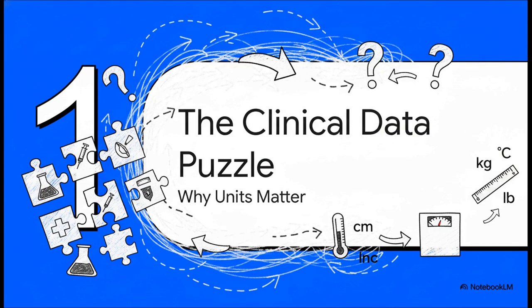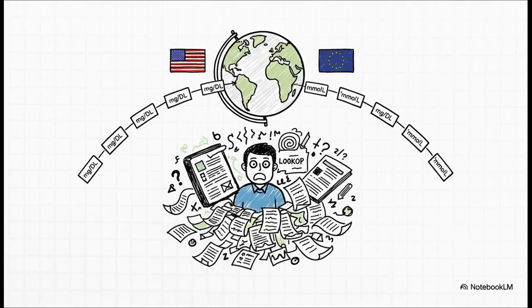To really get it, we have to go to the heart of the problem. Why have units been such a constant, nagging challenge in clinical research? So picture this. You're running a huge global clinical trial. You get blood glucose results from a lab in the US, measured in milligrams per deciliter. At the same time, you get results from a lab in Europe, and they're in millimoles per liter.